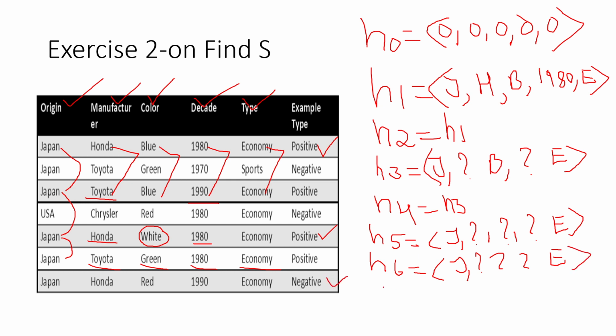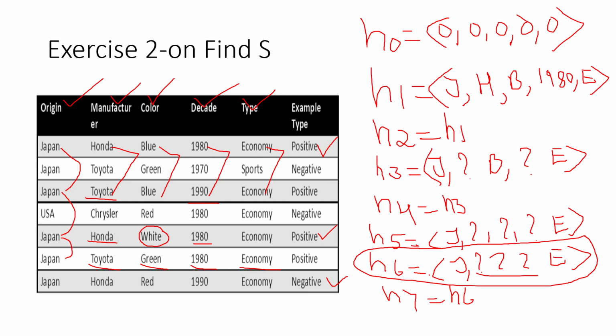The last is a negative example. So H7 is equal to H6. So this is the final hypothesis which is consistent, which is applicable for all these positive examples. The first attribute should be Japan, and type should be economy, and the other three parameters can take anything. So it holds good for all the positive examples. This final hypothesis holds good for all the things. So the concept is learned from these examples.